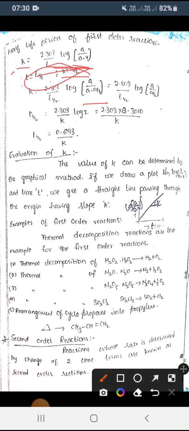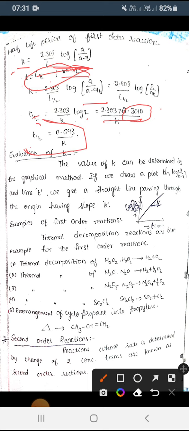So a will get cancelled, we are getting the log 2 value. What do you mean by log 2 value? Log 2 value here is 0.3010. So when you multiply, we have to find the half-life time period. That's why t half is equal to 0.3010 into 2.303 by k. By multiplying, we get the half-life time period of the first order reaction.